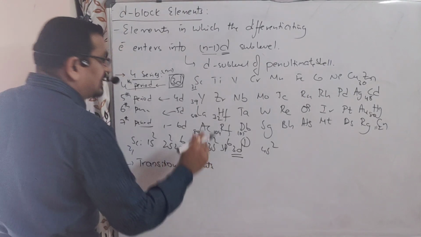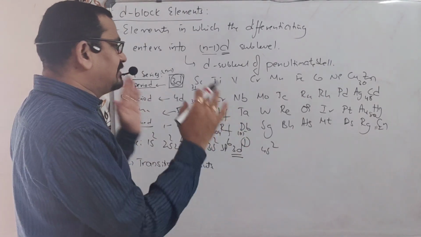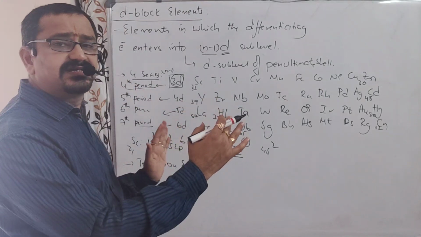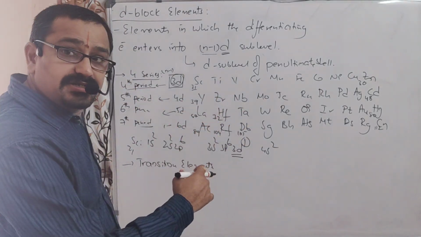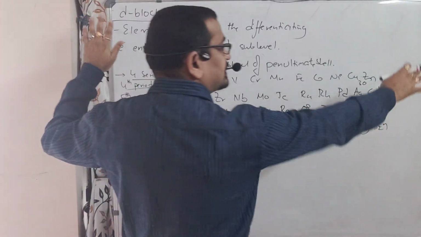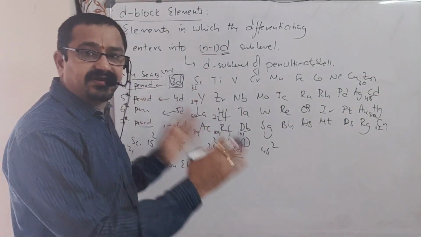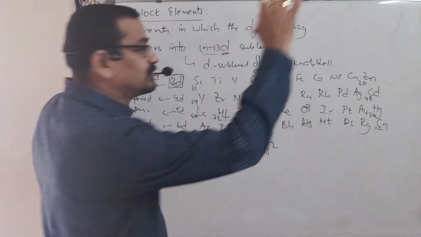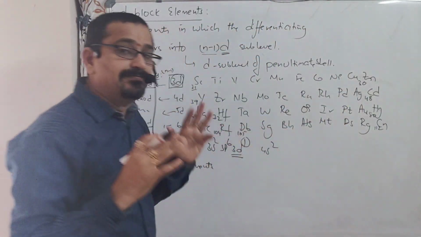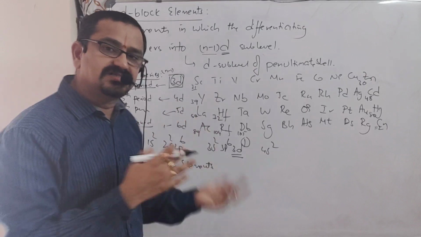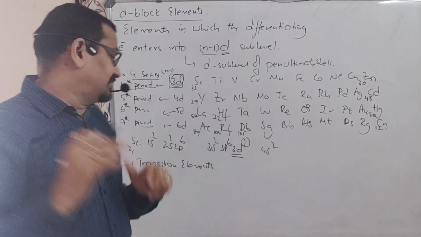In the sense that these elements were felt to be responsible for the transition from the metallic nature of the s block to the non-metallic nature of the p block. They were expected to be responsible for that transition. In that sense, earlier these elements were also called transition elements.